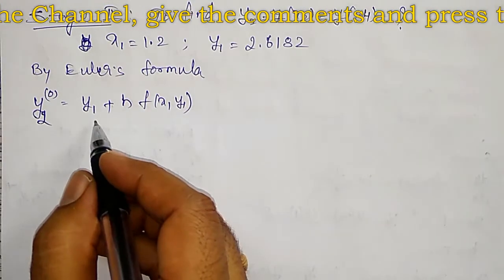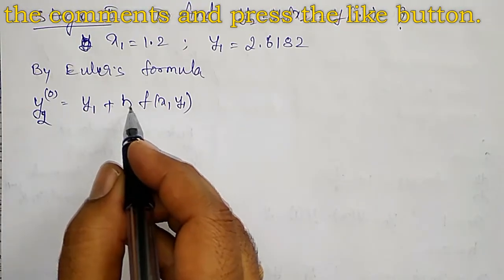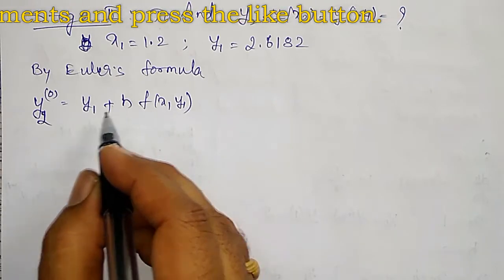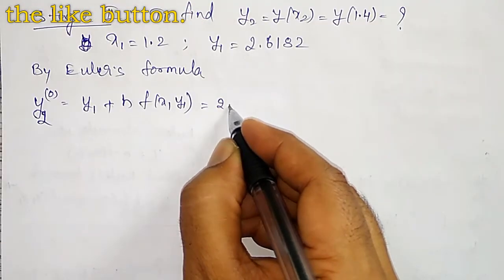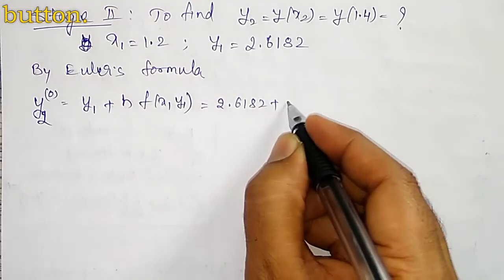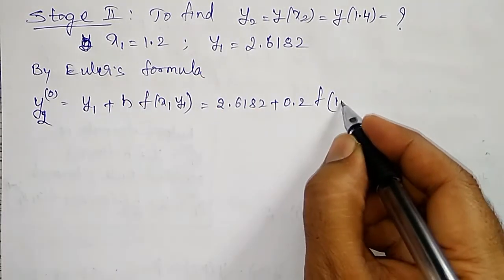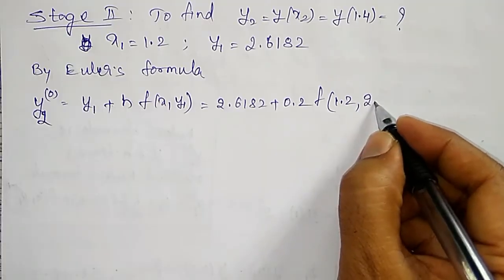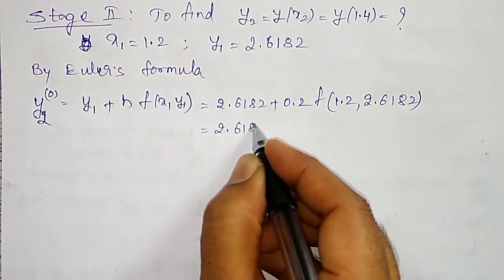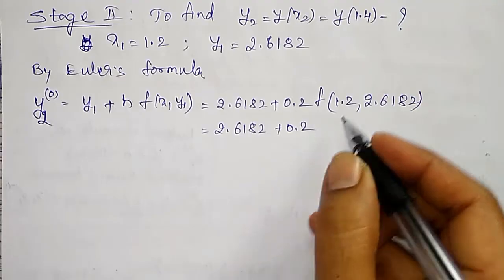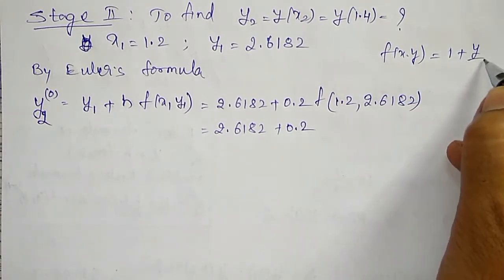Just observe here. The previous one was y1 zeroth approximation equal to y0 plus h into f of x0 y0. Now x1 y1 will become your initial values. Substitute in this. That is, y1 value is 2.6182 plus h value is the same, 0.2, times f of x1, which is 1.2, and y1, which is 2.6182. My f of xy function is 1 plus y divided by 2.